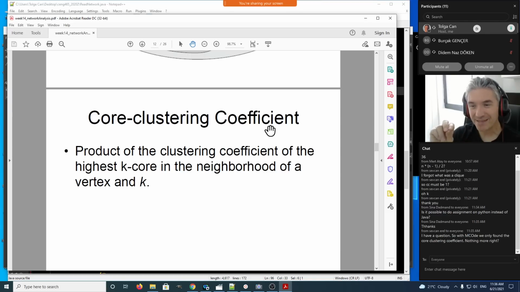So we are going to build a community around the seed vertex by inserting these other neighbors who also have large core clustering coefficients. They will not be as large as the seed's, but for example, we add to the community all the neighbors within, for example, 80% of the core clustering coefficient of the seed. This is what we will do to grow a cluster around the seed vertex. So that's how the MCODE algorithm works.